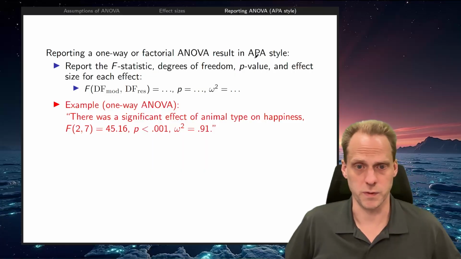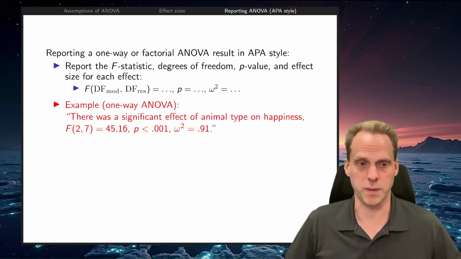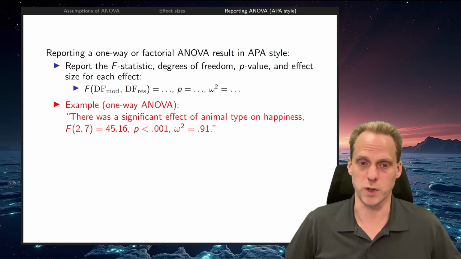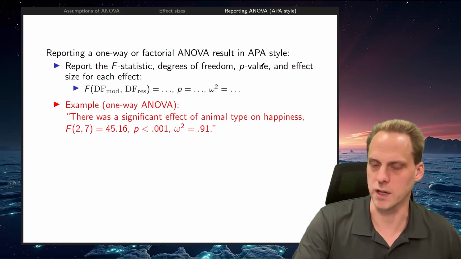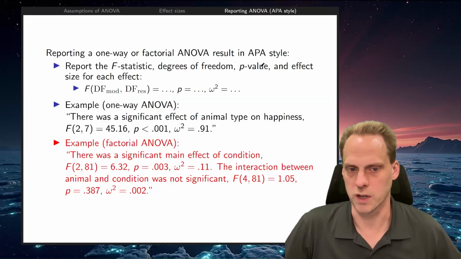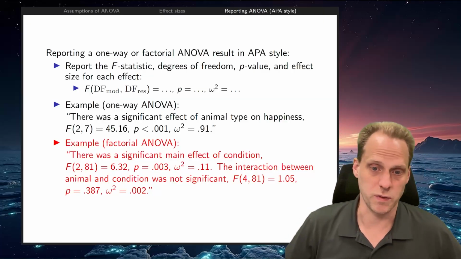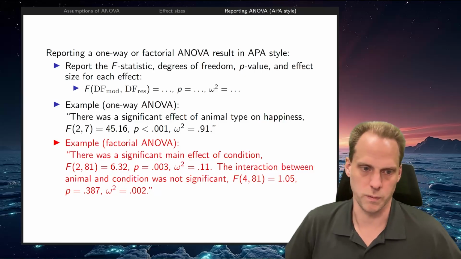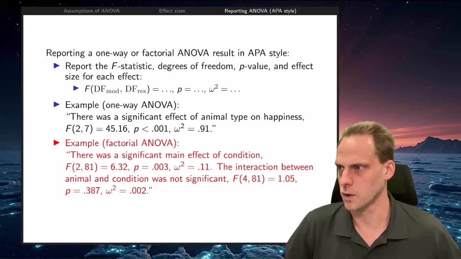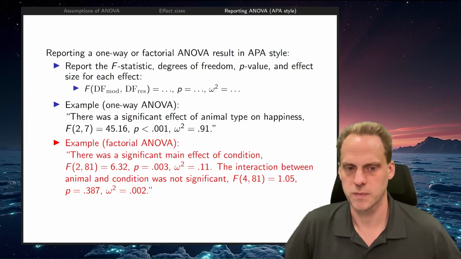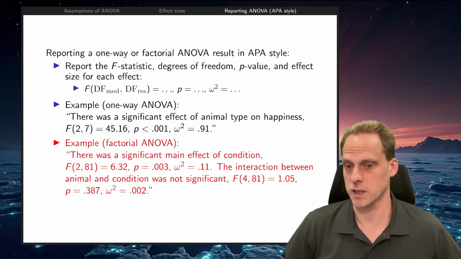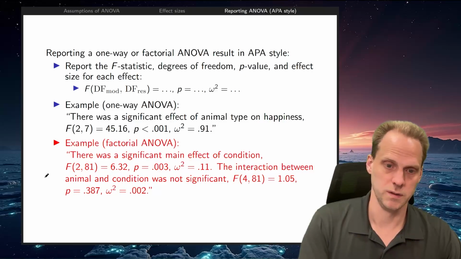For example, there was a significant effect for animal type on happiness. F with 2 and 7 degrees of freedom equals 45.16. The p-value is smaller than 0.001 and omega squared is 0.19. Or in a factorial ANOVA, there was a significant main effect of condition. F with 2 and 81 degrees of freedom, which depends on sample size, equals some value, p equals some value, omega squared equals some value.